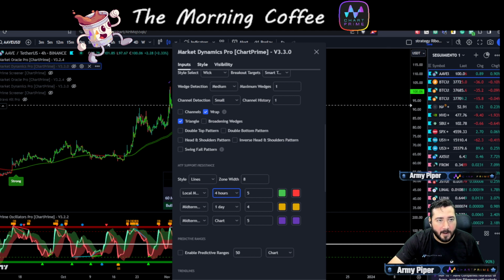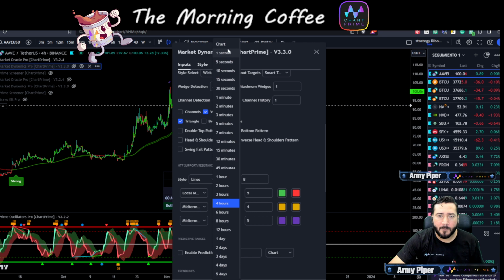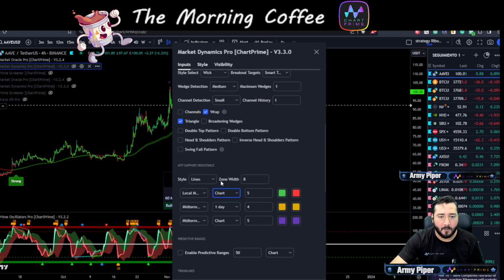If I go to the 4 hour, I'm going to be looking at 4 hour support resistances. If I go to weekly, I'm still looking at 4 hour support resistances. Do you see how that reacts? So for me, I want it to change with the time frame that I'm looking at. So I'm going to go for a chart.